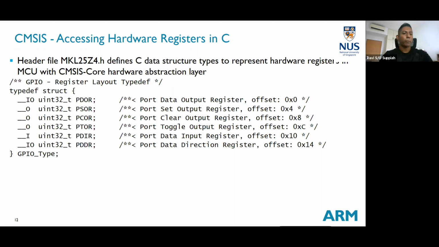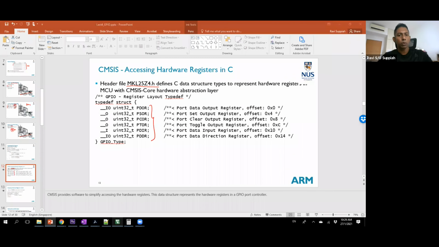So these are the 6 registers that we saw just now: the data register, set register, and so on. These registers have already been defined or declared for us in a structure in this header file over here. So what I'm going to do now is move over to our code.